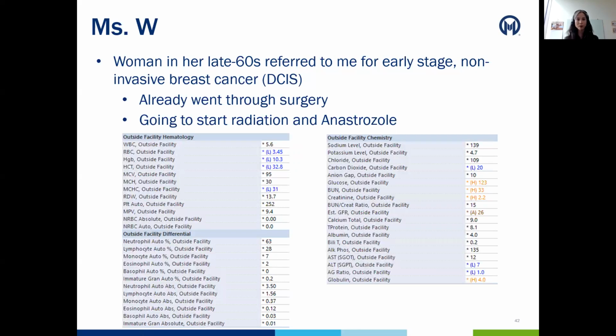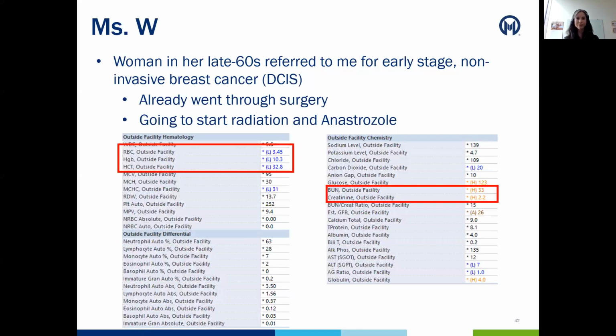I got screening blood work on her, and I ended up finding an anemia, with a hemoglobin of 10.3. And also she had an elevated creatinine of 2.2. Again, normal creatinine is typically down in the low 1 range, and a normal hemoglobin for women is usually above 12.0.